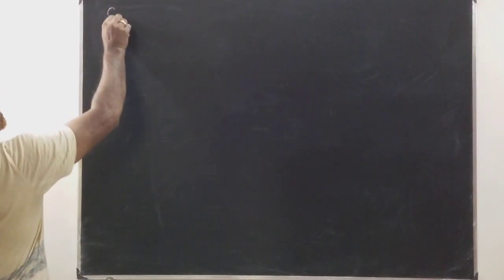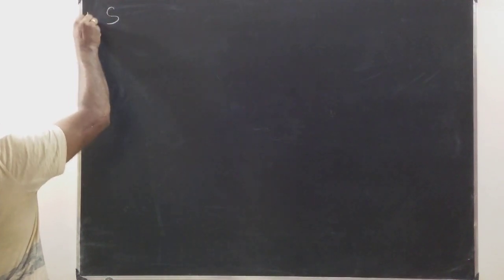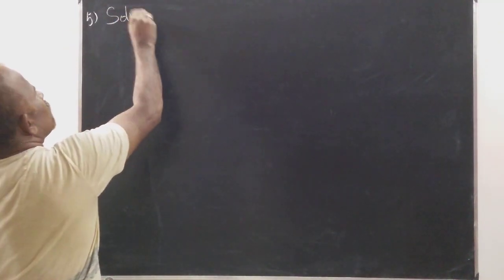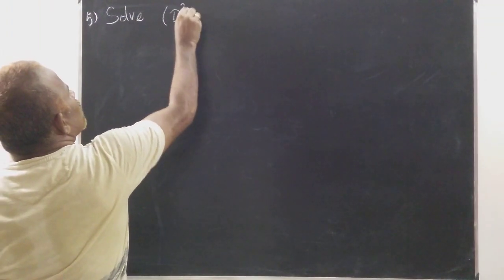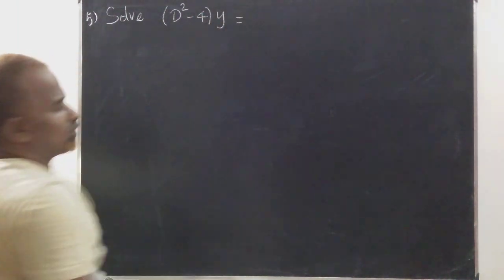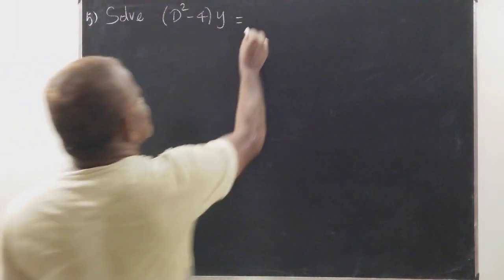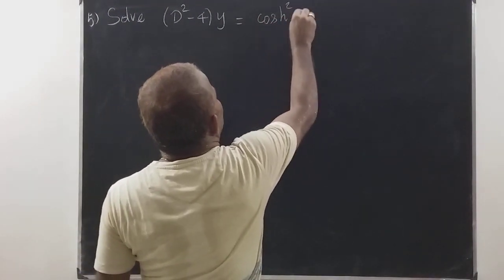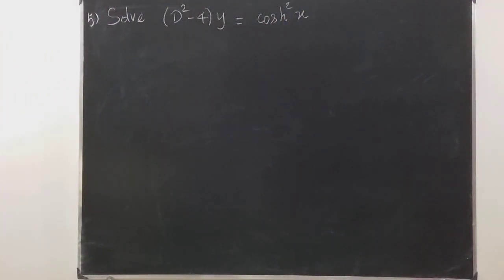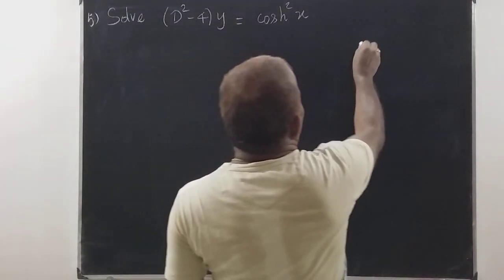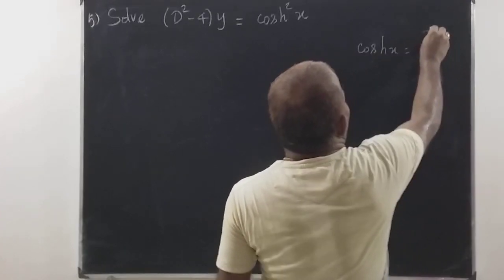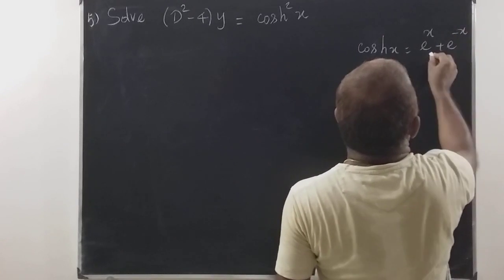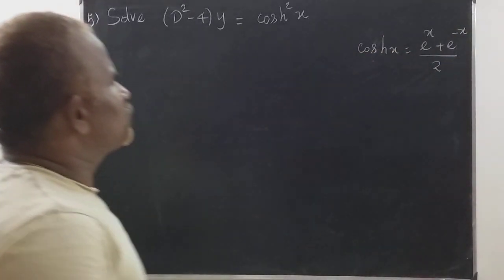Last problem is solve... I think this is the fifth problem. Solve (D squared minus 4) y equals cosh squared x. Cosh x is equal to (e^x plus e^(-x)) divided by 2.